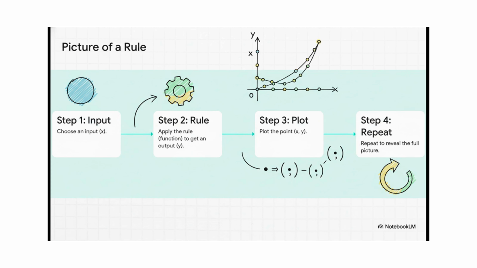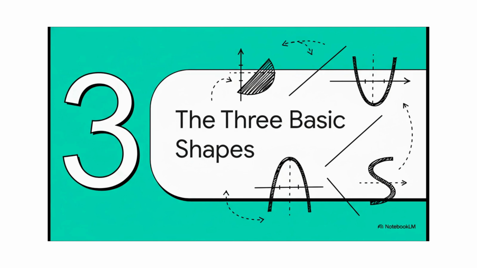A graph is nothing more than a picture of a rule. That's it. You pick a number for x, you apply the rule to get y, and you plot that little dot. You do that over and over and over again, and poof, a picture emerges from the dots. Simple, right? Okay, now this is where the magic really begins.